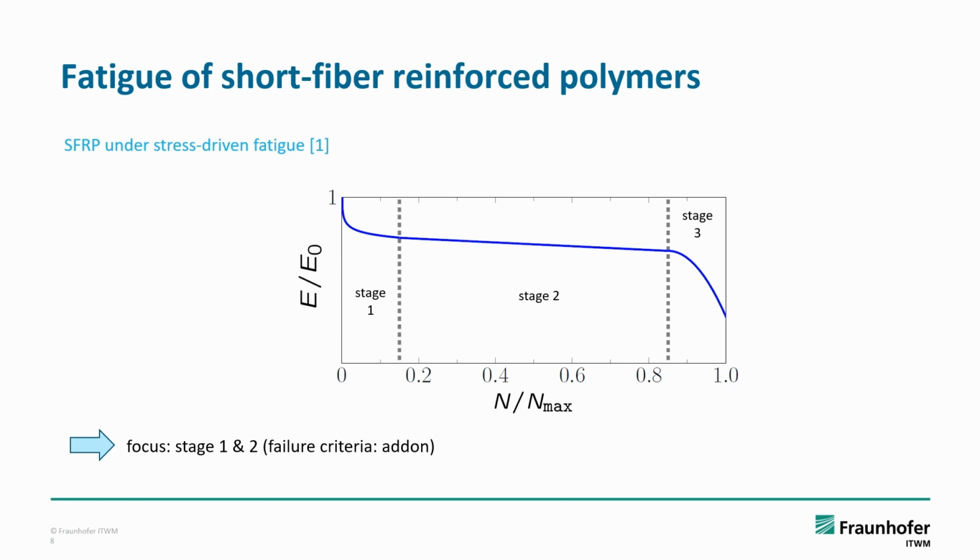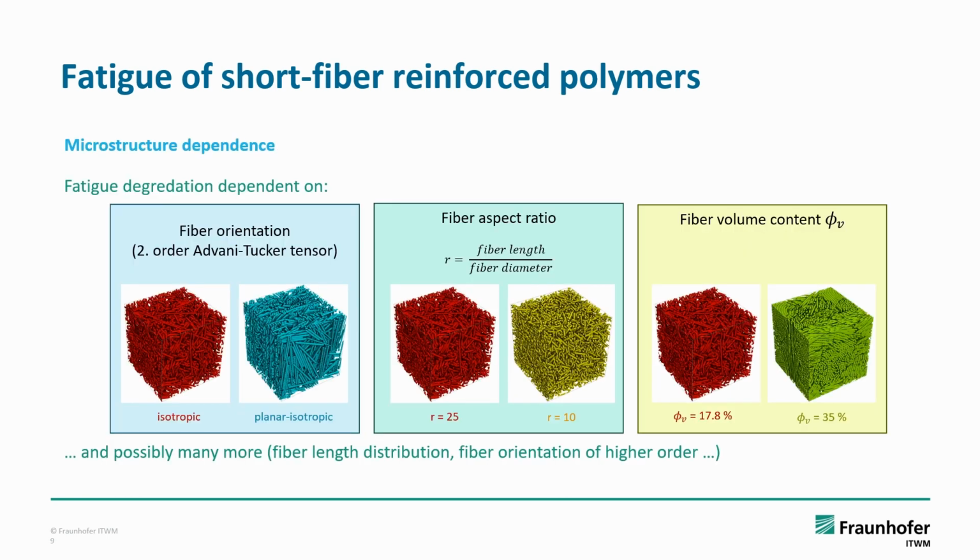So to maybe sum up the challenges that we are facing when we try to predict the fatigue degradation of the reinforced material, I show here an overview of the fatigue degradation dependence on the fiber orientation or the fiber structure. It might depend on fiber orientations. So if we have a rather isotropic or a planar isotropic structure, it will make a huge difference.